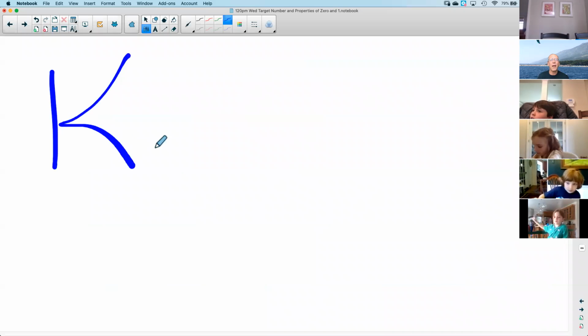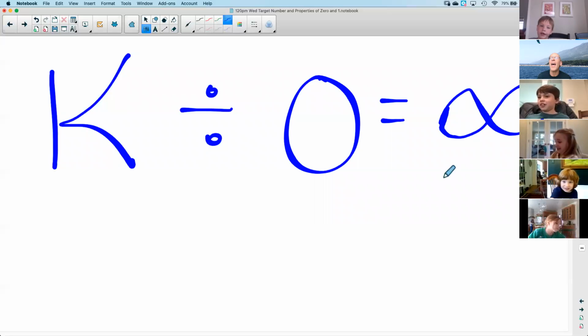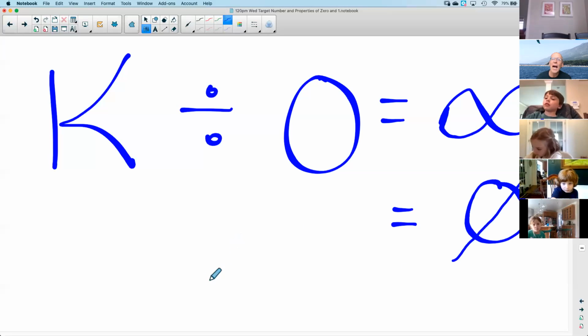Now, I'm going to ask you all to answer the question at the same time. I take Kramer and I divide him by 0. On 3, say it. 1, 2, 3. Infinity. And beyond. Now, by the way, for those young mathematicians who love symbols, infinity can also be expressed as a 0 with a line through it, and it actually means the word undefined.